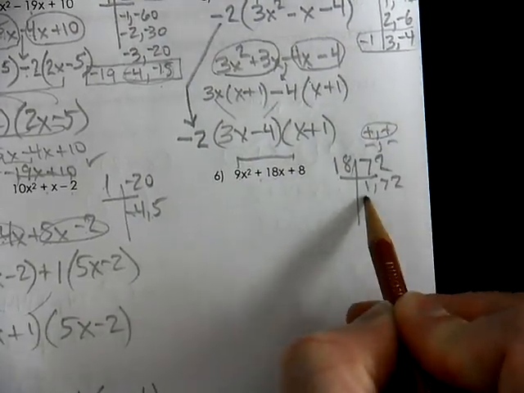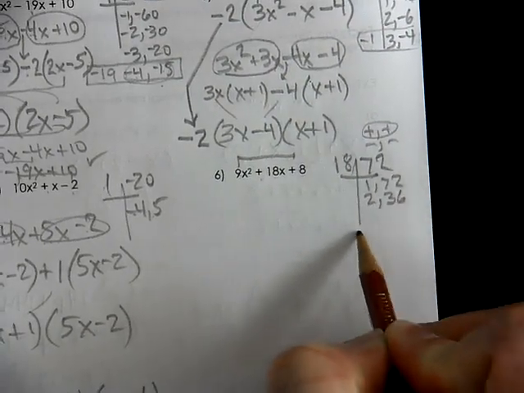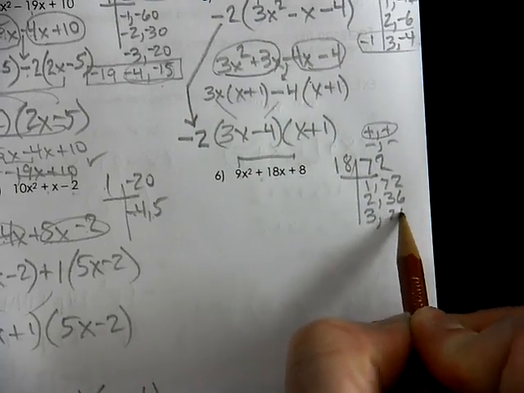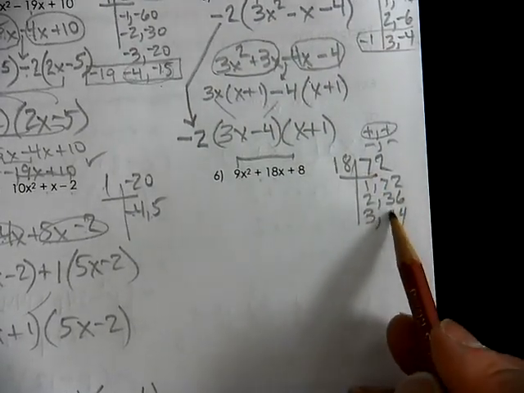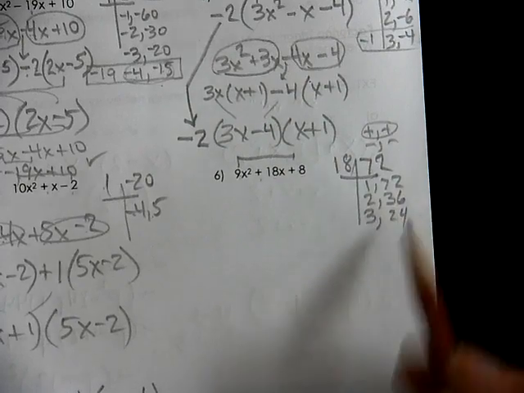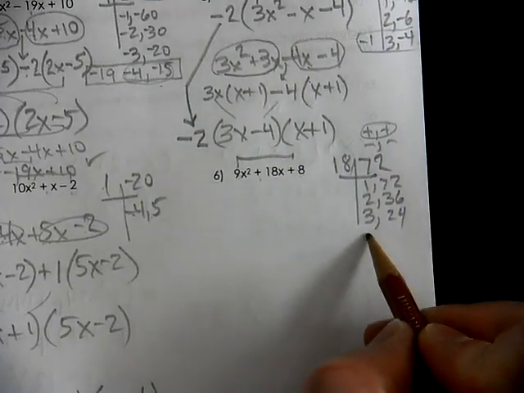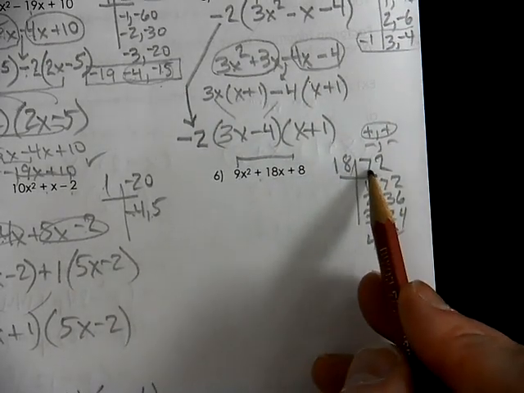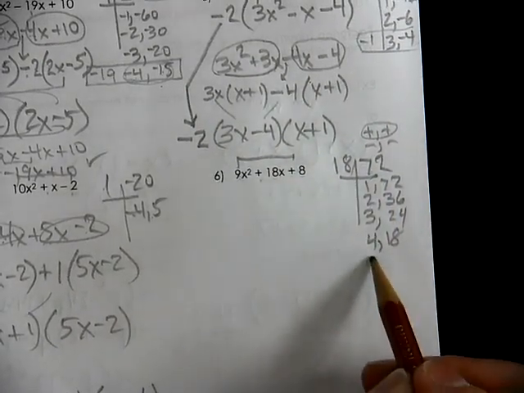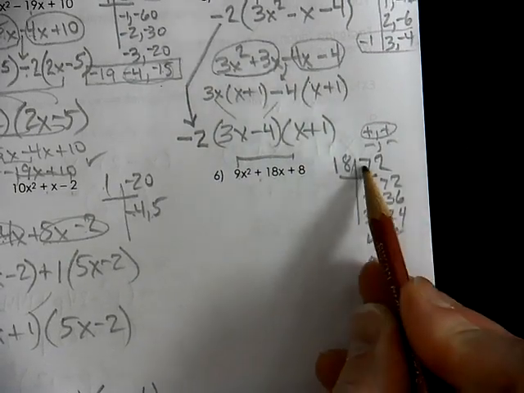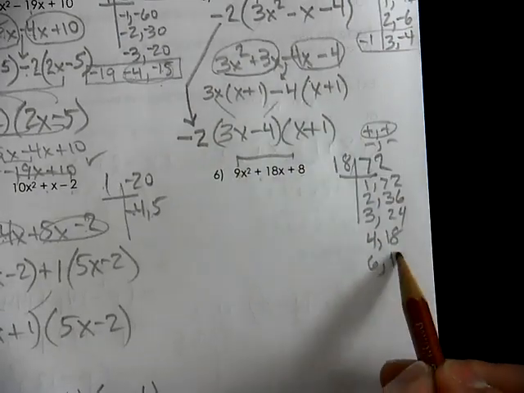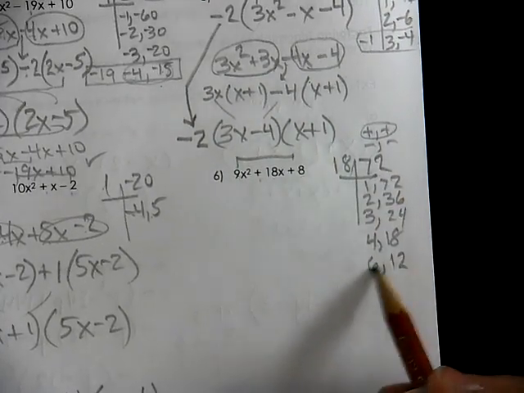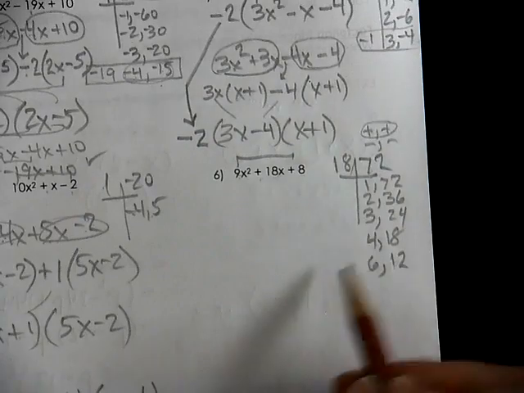So 1 times 72, 2 times 36, 3 times 24. 3 goes into 7 twice with 1 left over. 3 goes into 12 4 times. 4 times 18. 5 doesn't go into 72. 6 goes into 7 once with 1 left over. That's 12. So 6 times 12 is 72, and that adds to be 18. I found it.